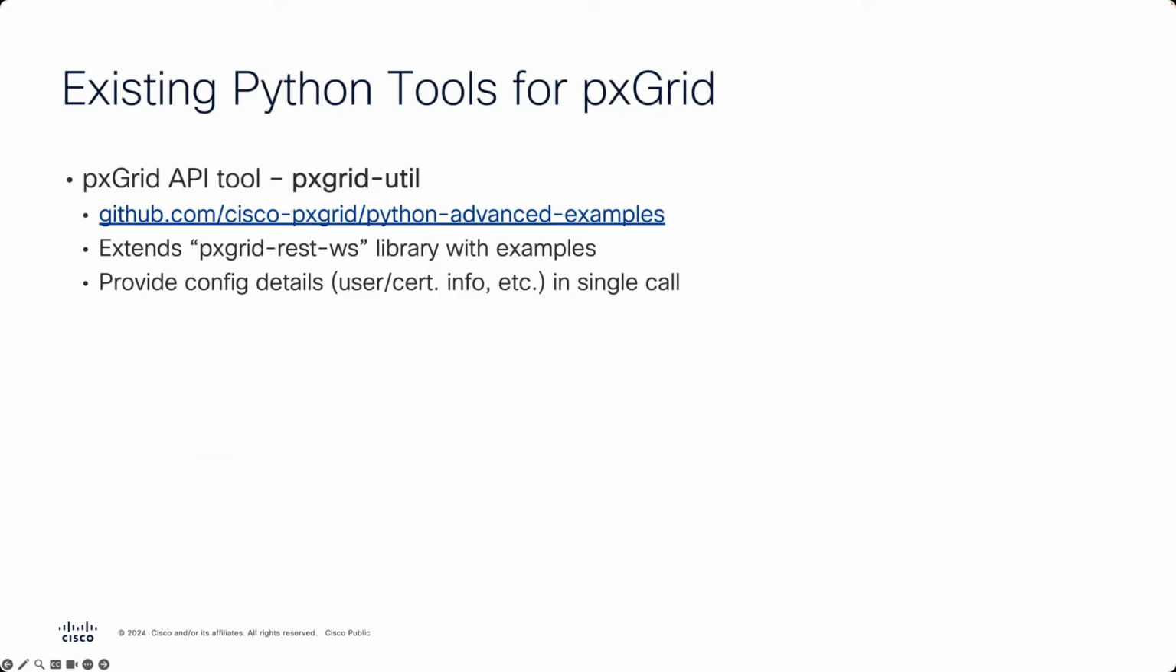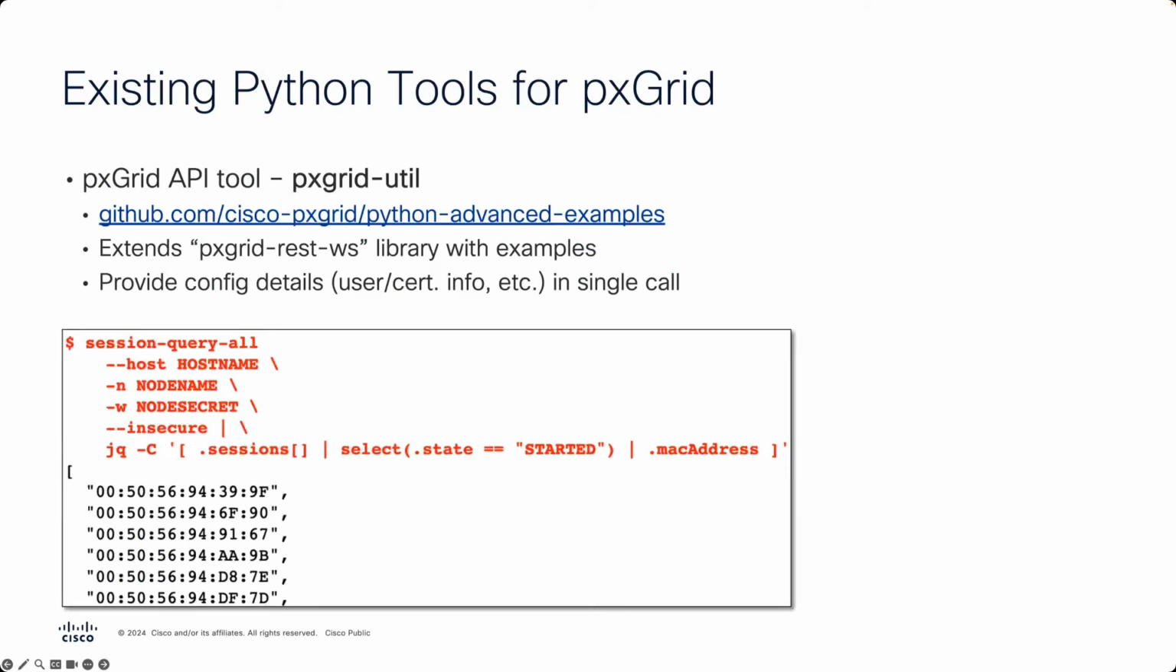One of those is a tool called pxGrid util. Now, pxGrid util is a Python library that was written by one of our engineers, and it takes all of those settings and API calls to ISE and automates them into a single command. So in this case, this would be a single RESTful request to ISE. I would say, I would like to know all of the sessions that are currently in the active state or started state, and I'd like to know their MAC addresses. So this would be a single request and response.